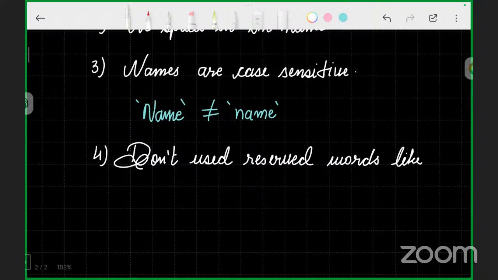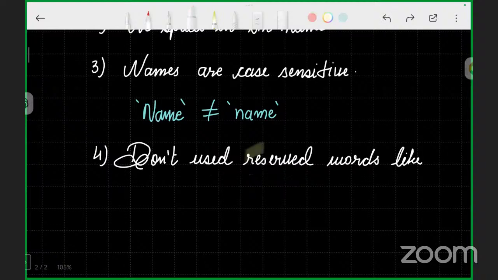Have you heard of a reservoir, like a water reservoir? The water exists there. So, reserve means there are a few keywords that Python uses for itself, all right? Python is using them in its own programs.